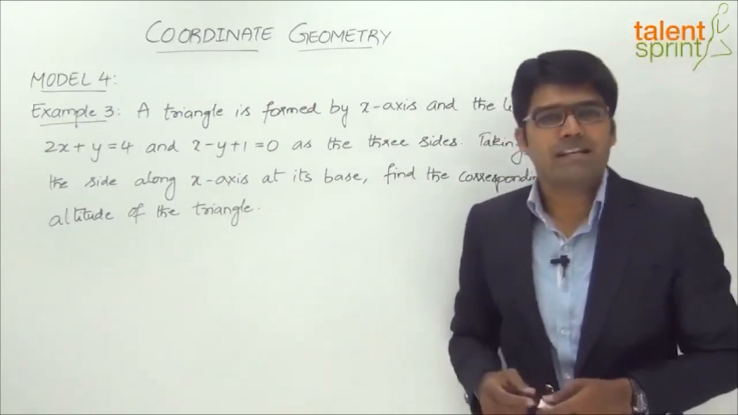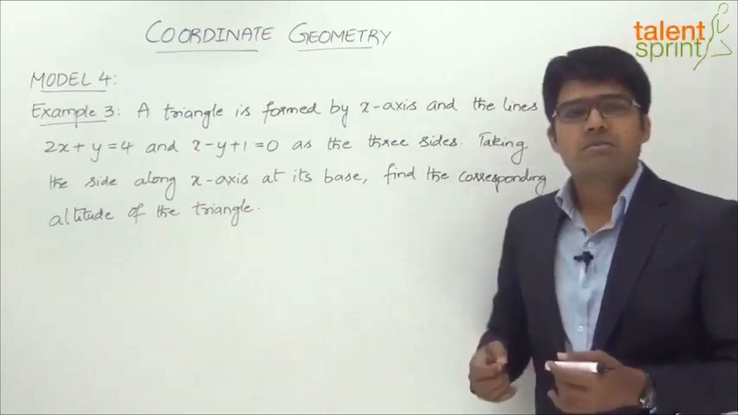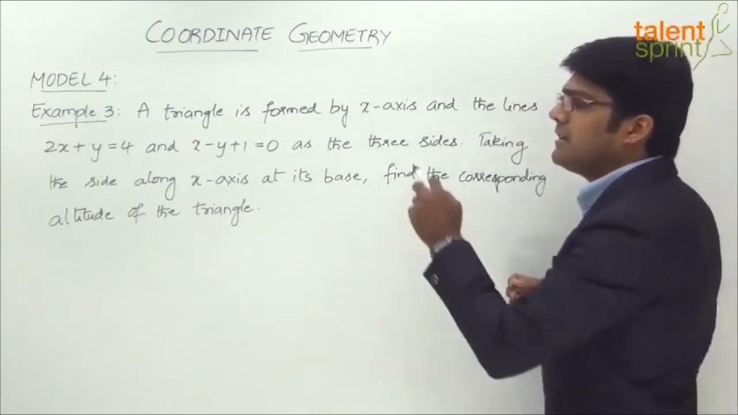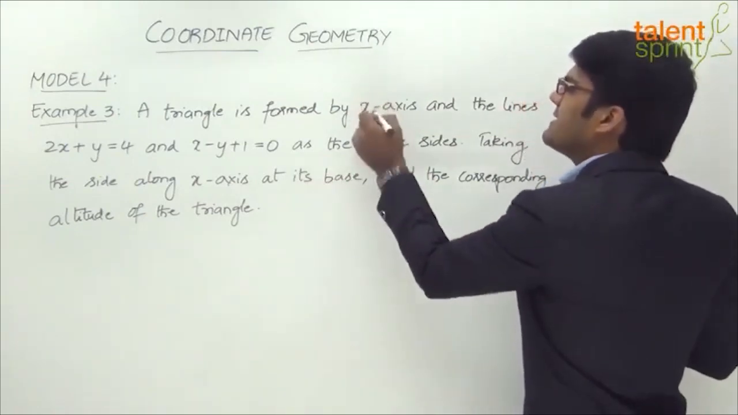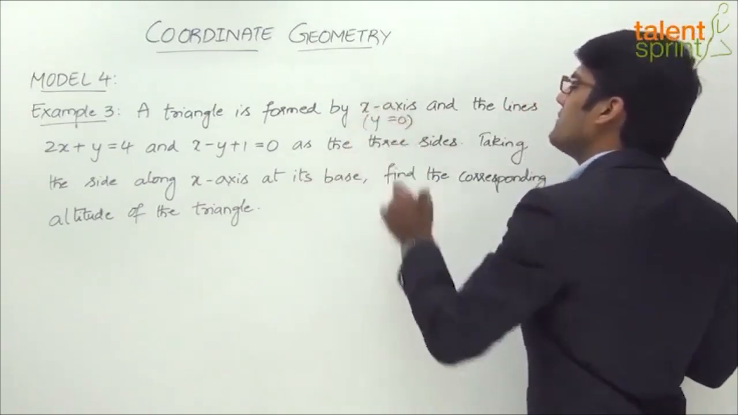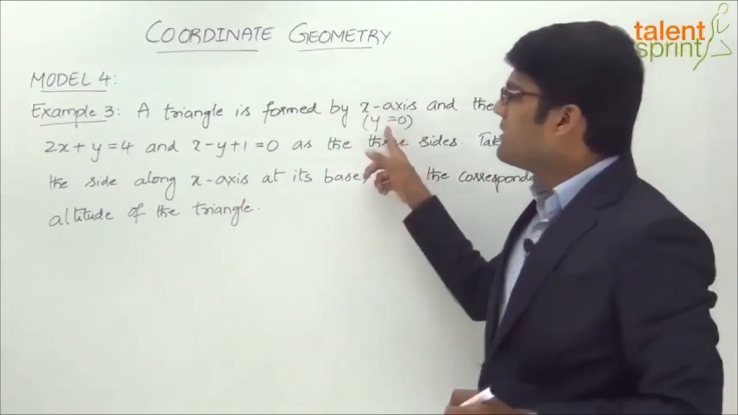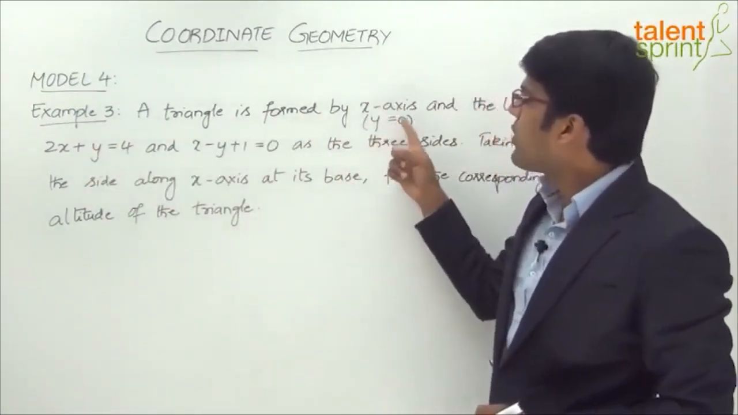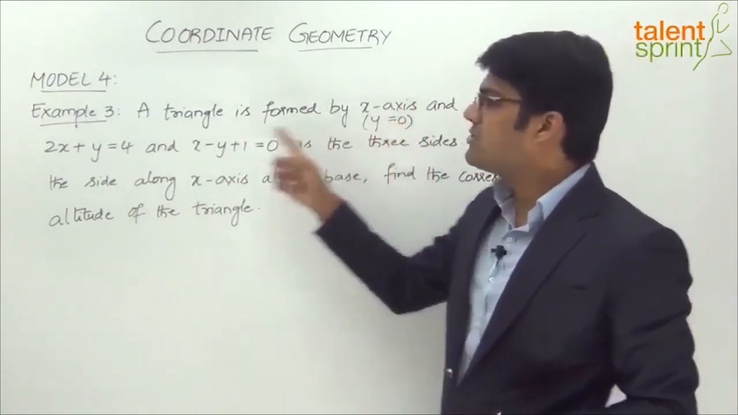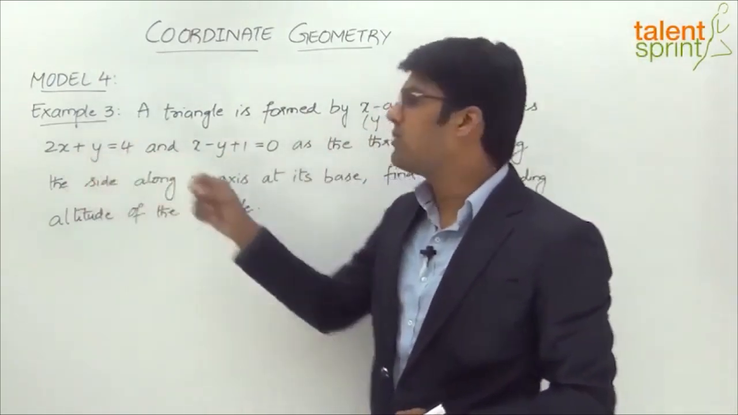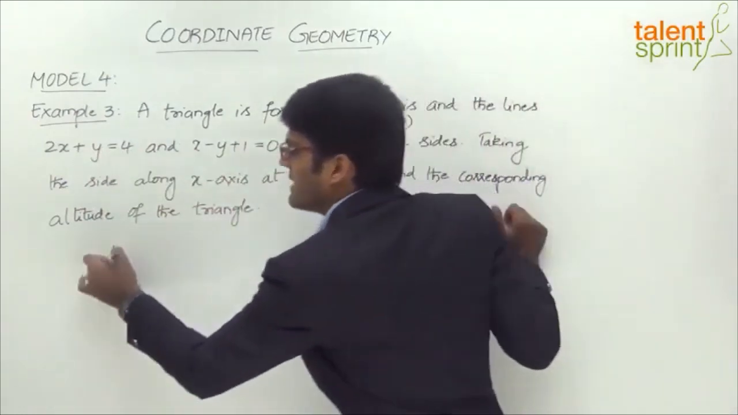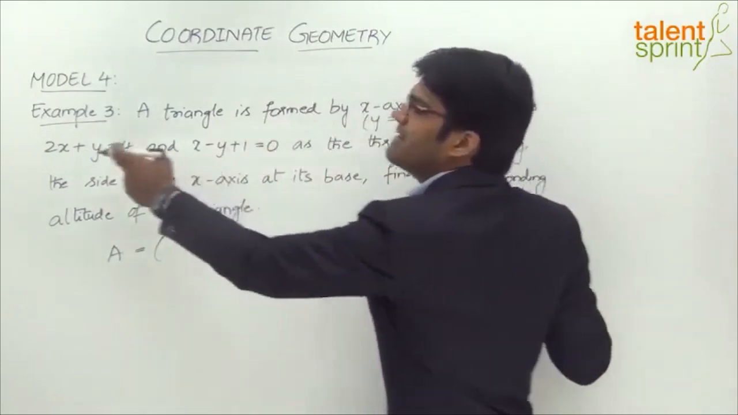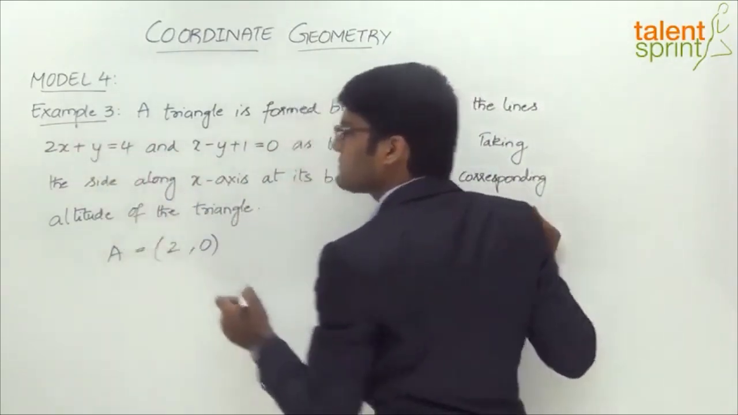So let's see how to get the answer for this one. First and foremost, we need to know the 3 vertices of the triangle. So let's quickly find them. The x-axis is y equals 0, right? So if y is 0, we find the first vertex, which is the point of intersection of y equals 0 and the line 2x plus y equals 4. Let's call the first point A. If y is 0, x will be equal to 2.